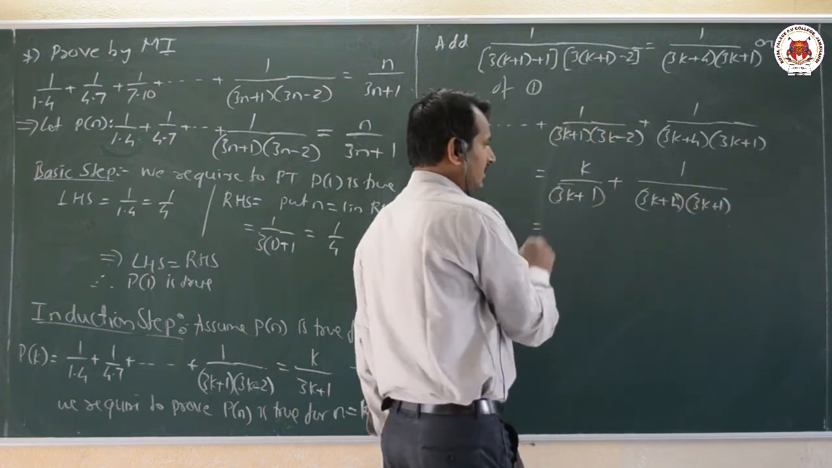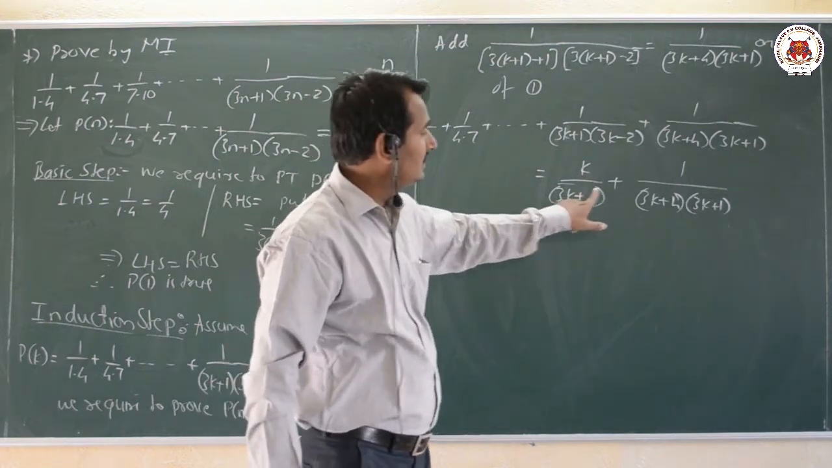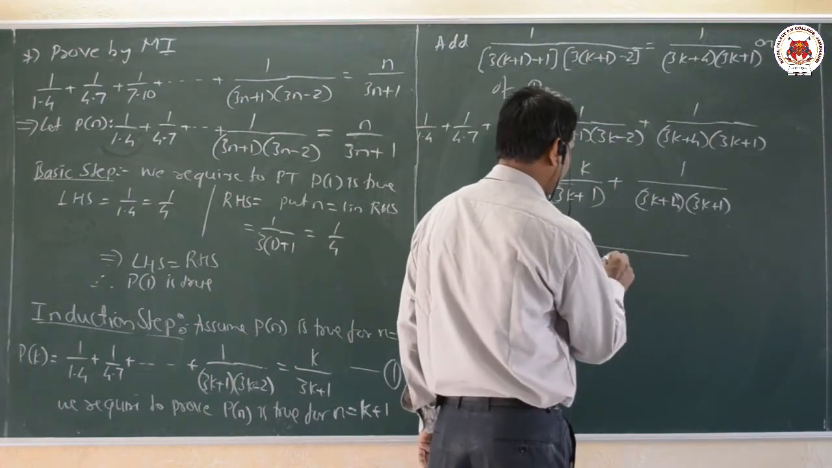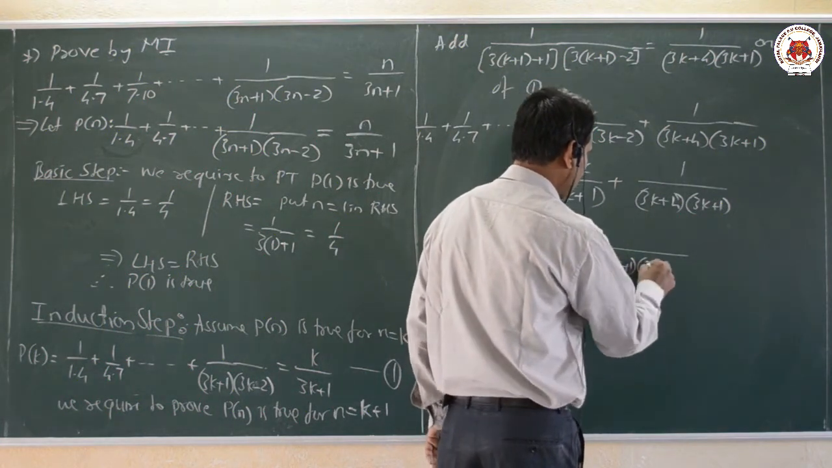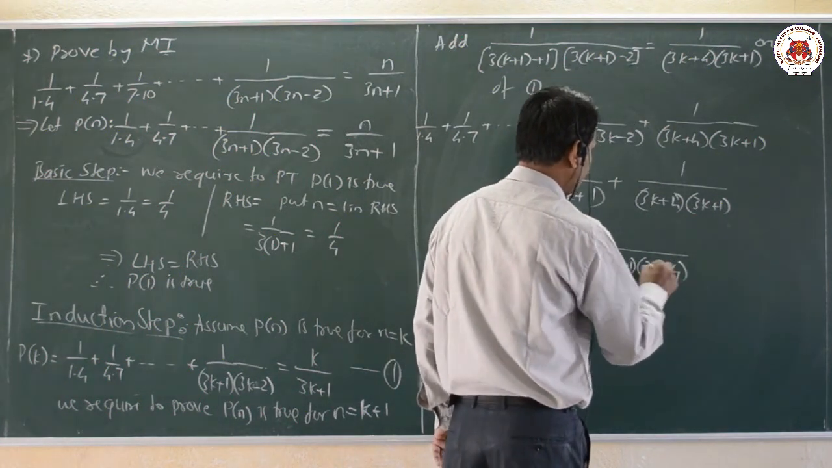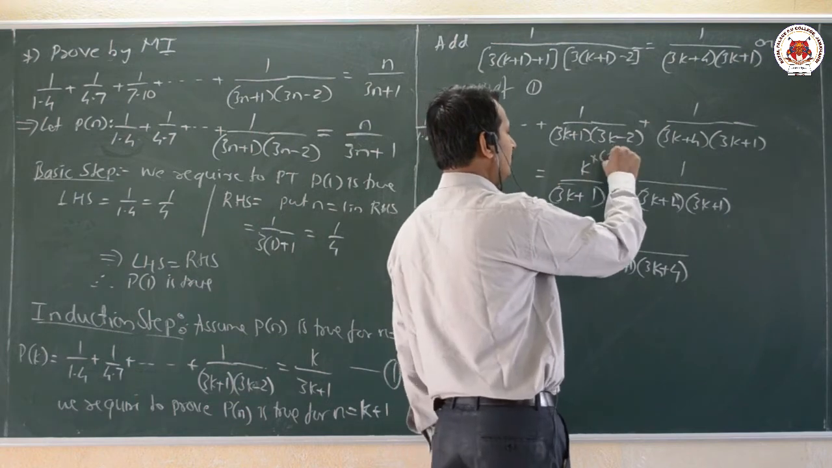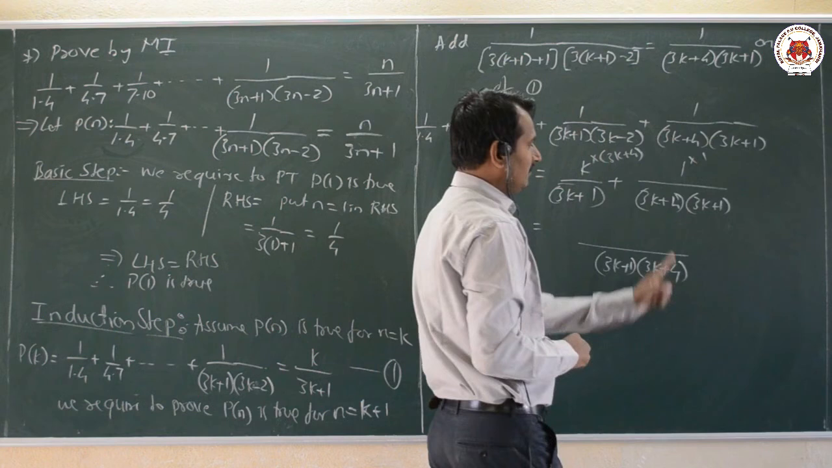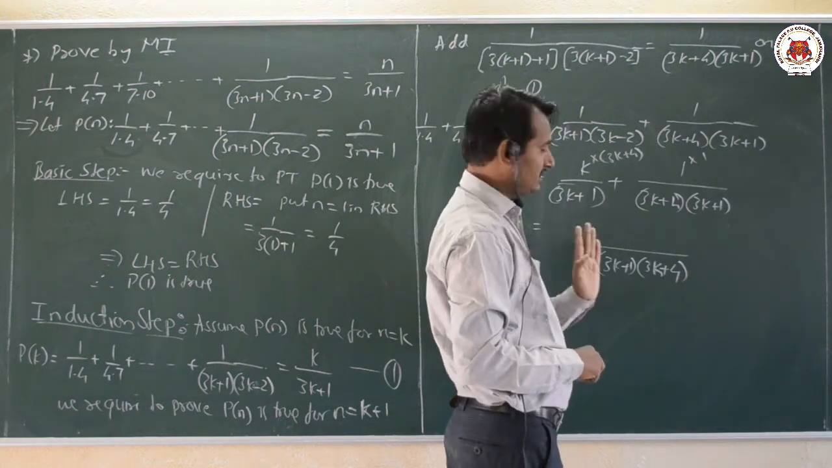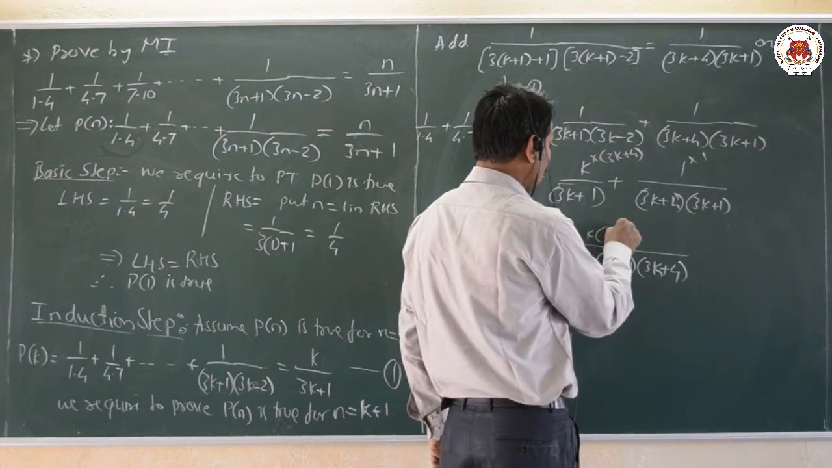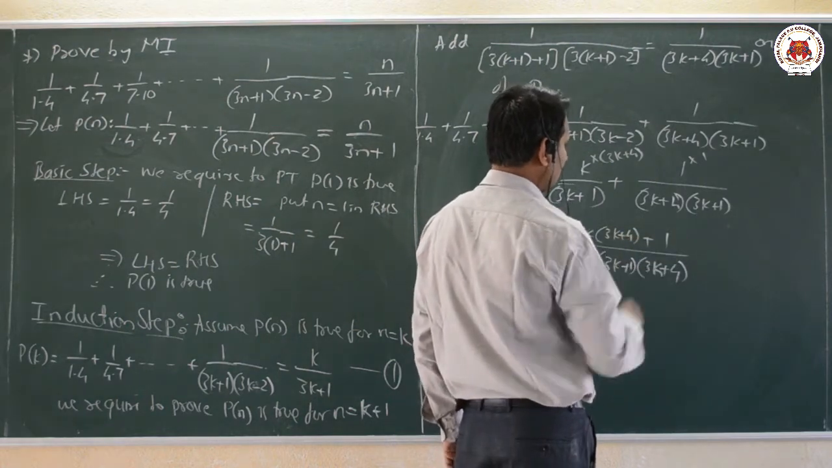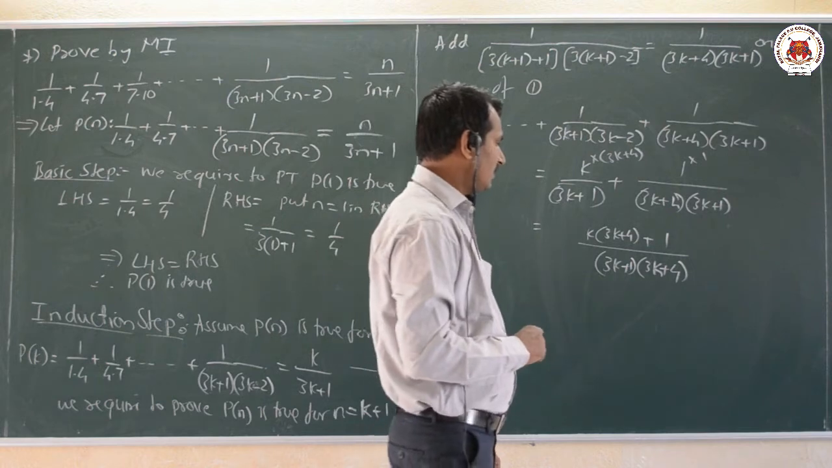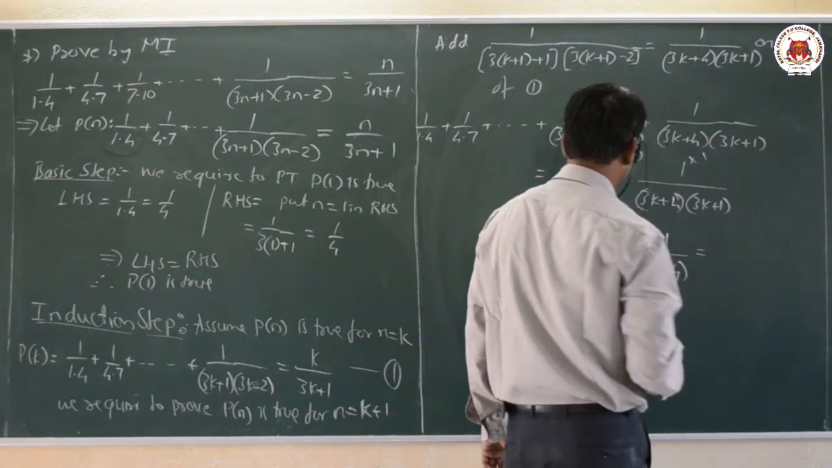Now what is the LCM here? Here we have 3k plus 1, and two terms 3k plus 1 and 3k plus 4. Therefore the LCM will be 3k plus 1 into 3k plus 4. For the first term we have to multiply by 3k plus 4, and for this term I only multiply by 1, because 3k plus 1 is present here. What do we get? k into (3k plus 4) plus 1. That is our required LCM. How we can solve it is very simple.